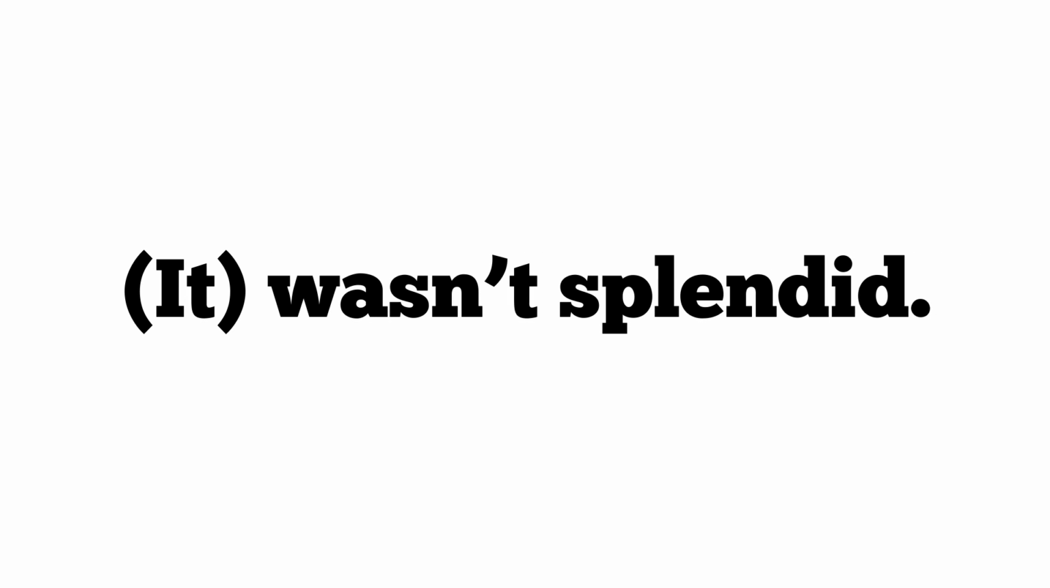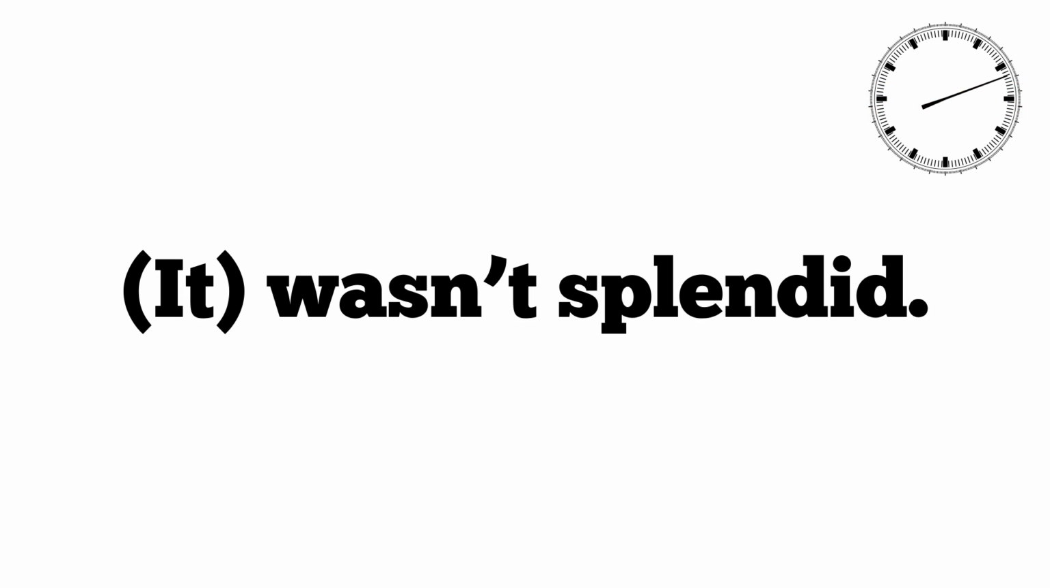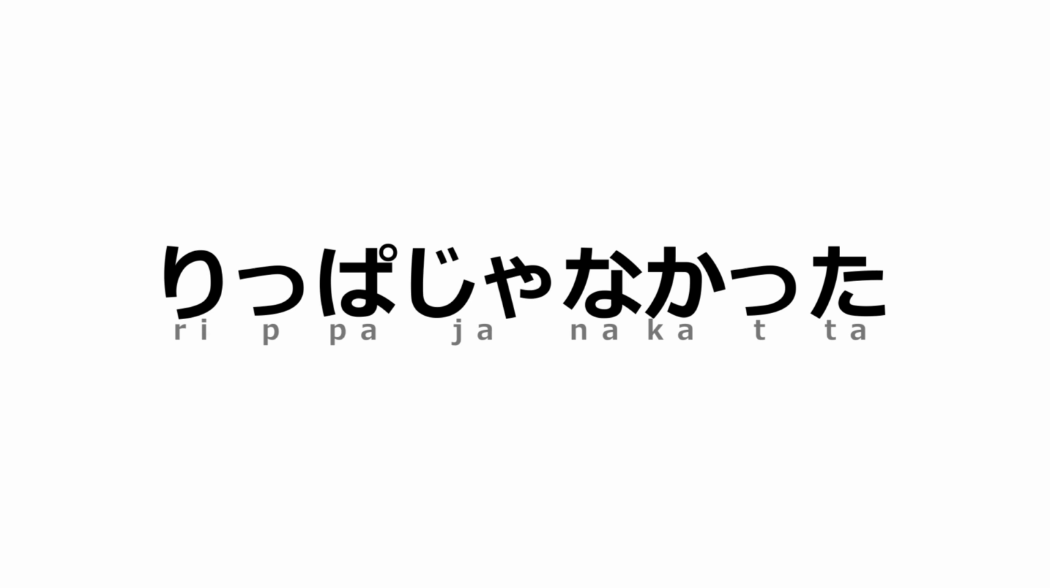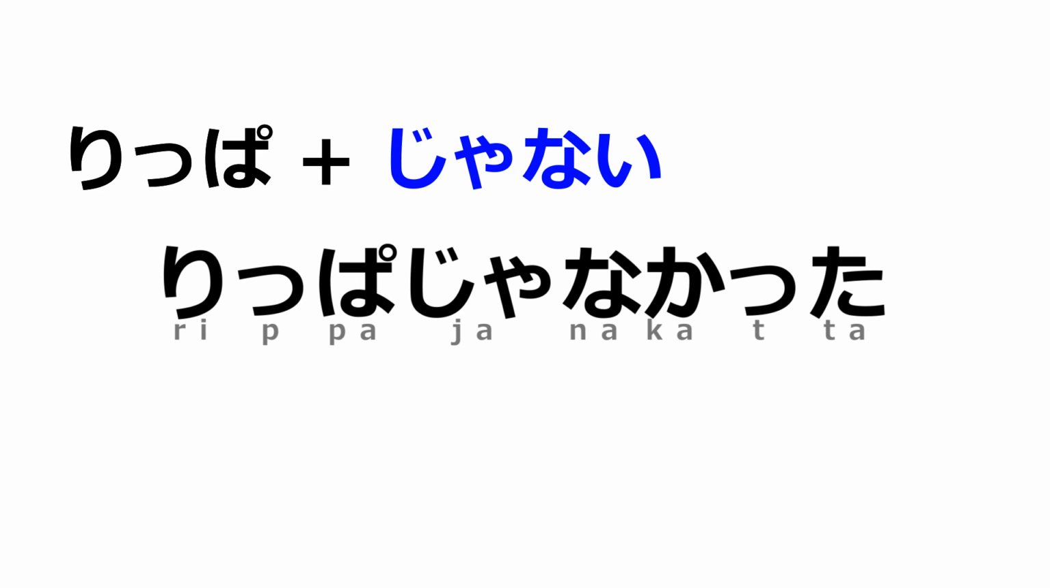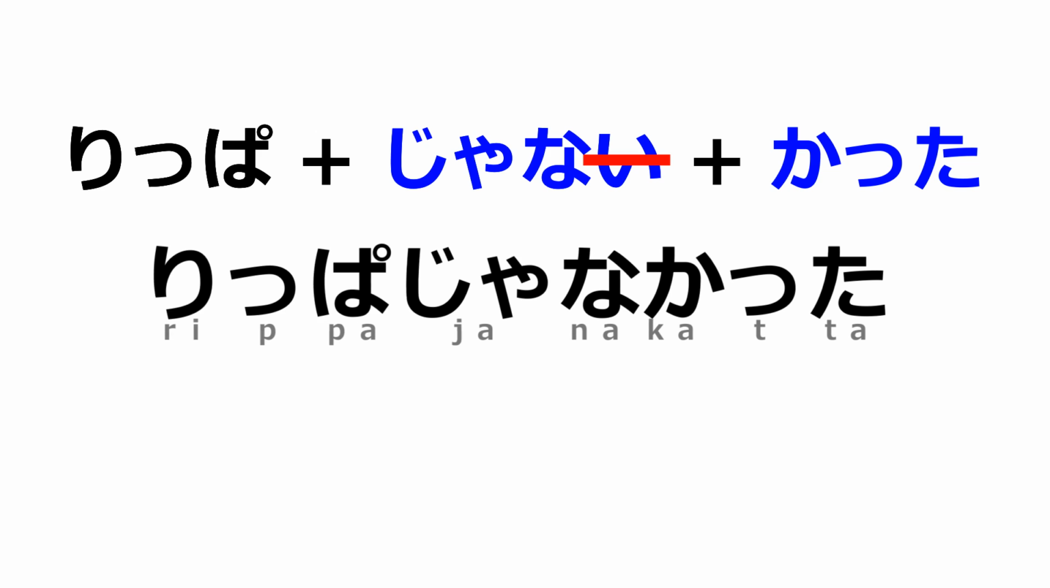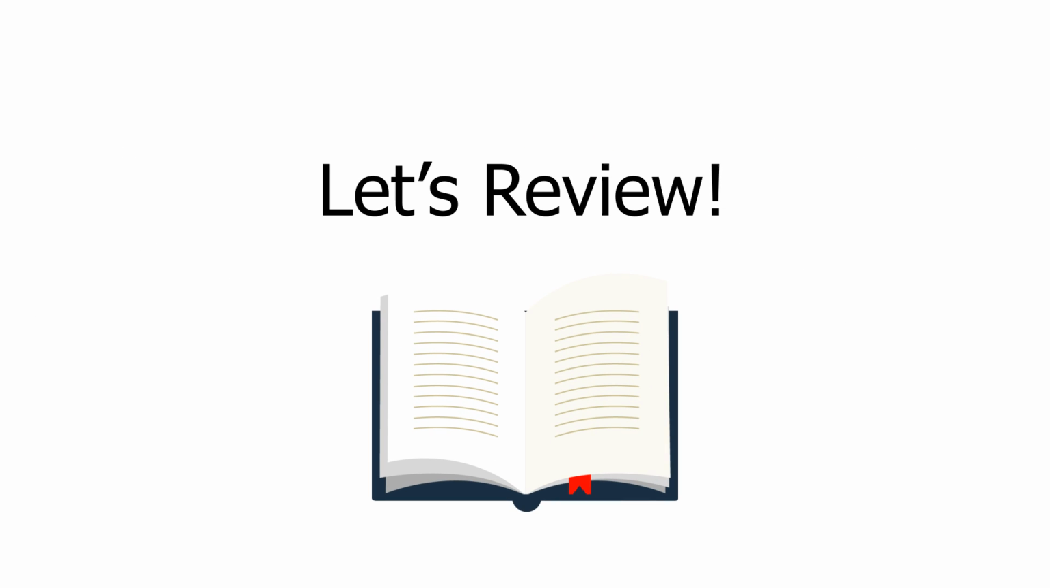It wasn't splendid. For it wasn't splendid, you would say 立派じゃなかった。 You take 立派 a na-adjective and add じゃない。 to make it negative. Then cut off the last い and add かった。 to make it about the past. Do you have all that?